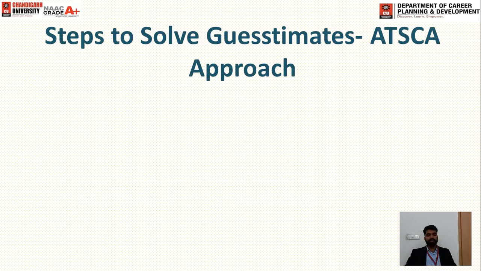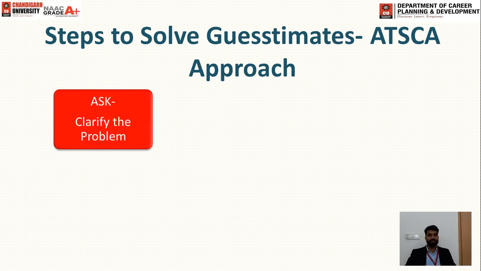Moving forward, there are different steps involved to solve a guesstimate. There is an approach called the ATSCA approach. Number one is clarify the problem. For example, if the interviewer asks how many trees are there in Chandigarh, or how many street lights are there in Chandigarh, you need to first clarify what the problem is looking for, what kind of trees. Is he talking about the forest area as well, or only the trees on the side lanes of the road?